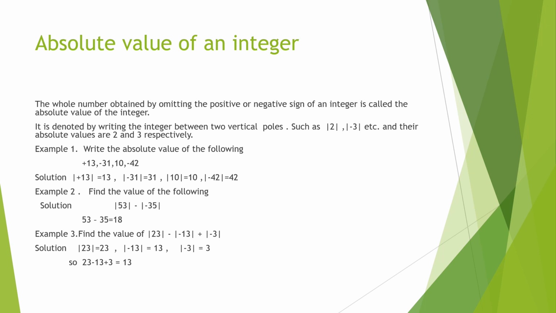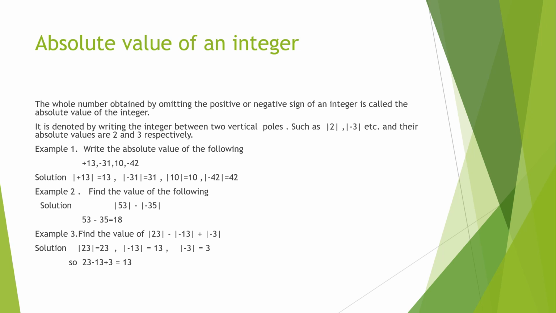Example 2. Find the value of the following: absolute value of 53 minus absolute value of minus 35. First we take the absolute values of 53 and minus 35. Absolute value of 53 is equal to 53 by omitting its positive sign. Absolute value of minus 35 is equal to 35 by omitting its negative sign. So, we are getting 53 minus 35, it is equal to 18, that is the required value.